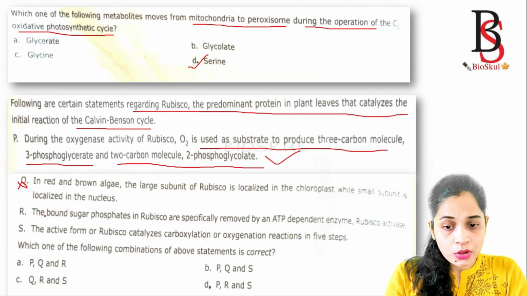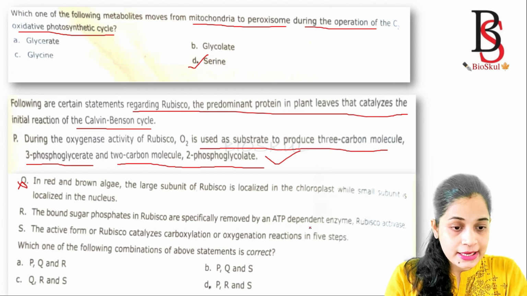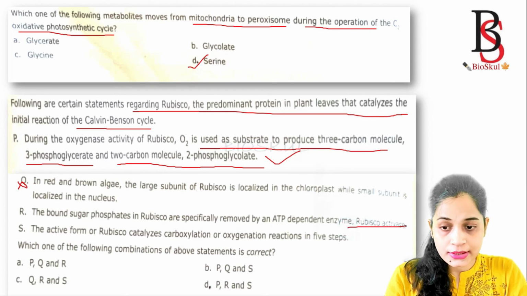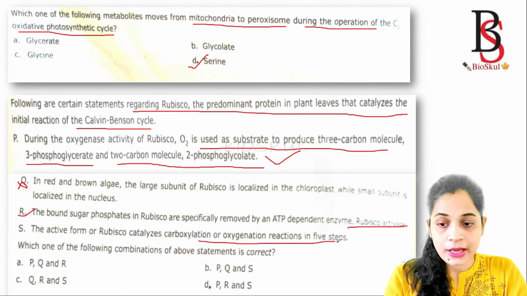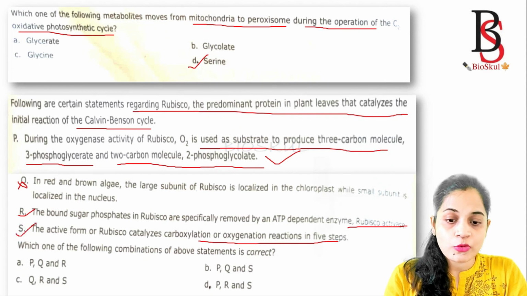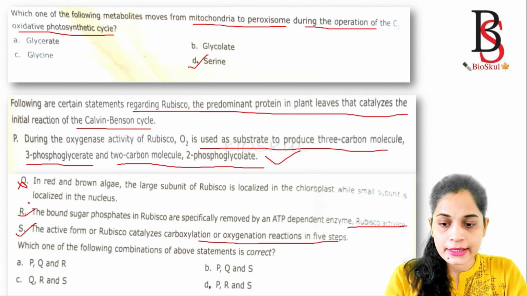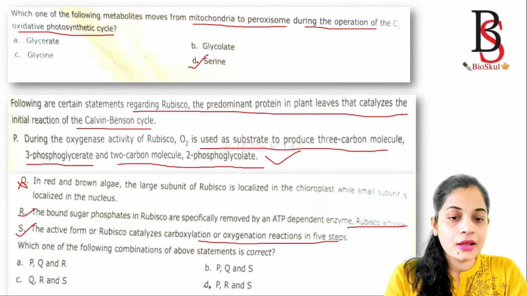The bound sugar phosphate in RuBisCO is specially removed by an ATP dependent enzyme, that is RuBisCO activase. Yes. The active form of RuBisCO catalyzes carboxylation and oxygenation reactions in 5 steps. Yes. So which of the following combinations are right? That is option P, R and S. That is option D is the correct answer.